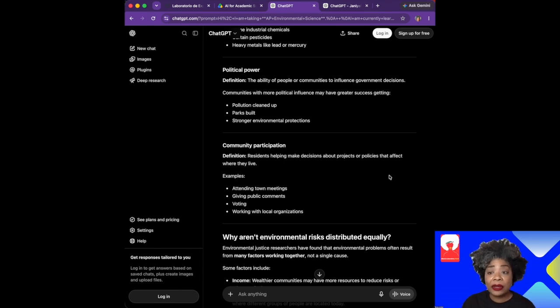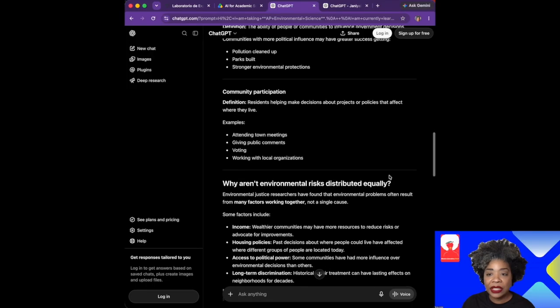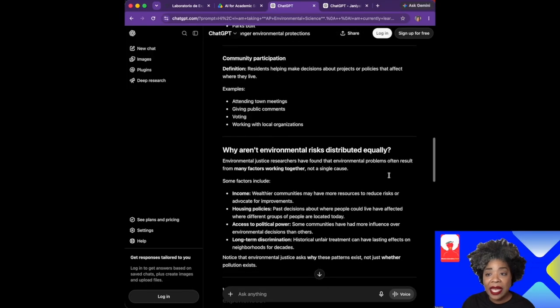Communities with political influence may have greater success getting pollution cleaned up, parks built, stronger environmental protections. Community participation. Definition: residents helping make decisions about projects or policies that affect where they live. Examples include attending town meetings, giving public comments, voting, or working with local organizations.